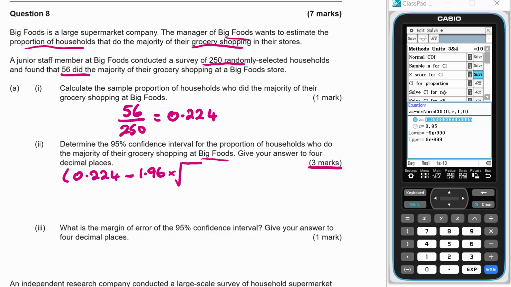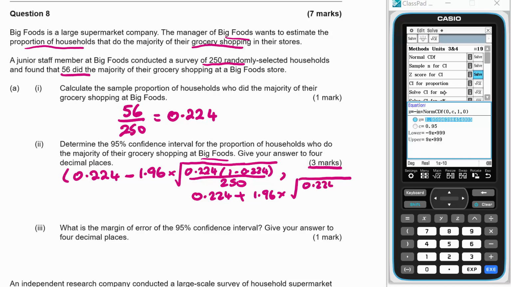Times, and we need to use the standard deviation here, which will be 0.224 times 1 take away 0.224, divided by 250. And then it's going to be 0.224 plus the same thing. So 0.224 times 1 take away 0.224 over 250. Once we've done that, of course, we could probably just go ahead and use the activity.